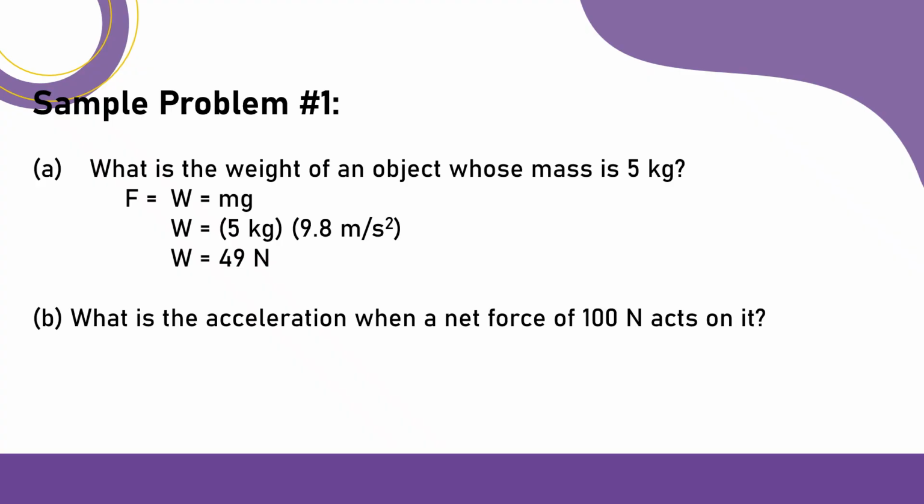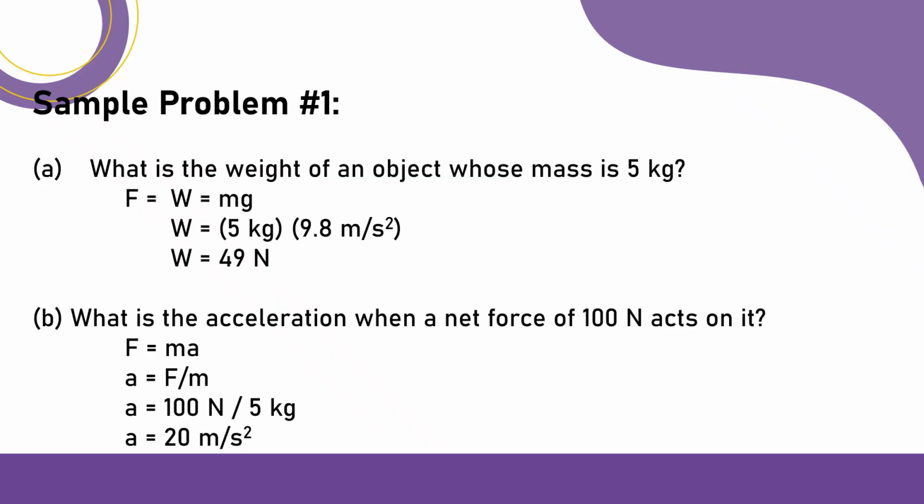Now, what is the acceleration when a net force of 100 newtons acts on the object? So we now use the formula F, or force, is equal to mass multiplied by acceleration. So we're going to derive the formula for acceleration. Acceleration is equal to force divided by mass. Substituting the values, acceleration is 100 newtons divided by 5 kilograms, and the answer is 20 meters per second squared.